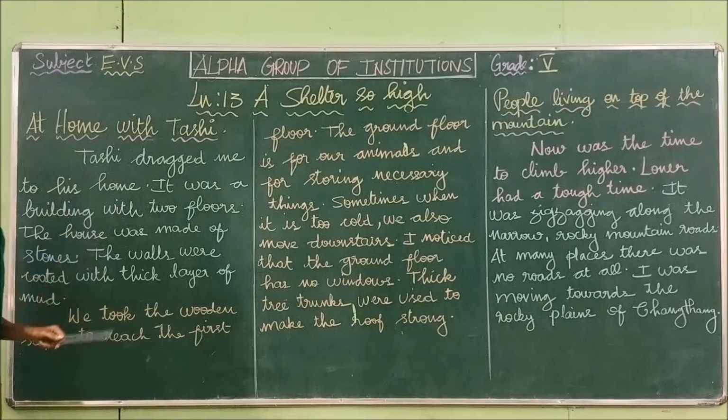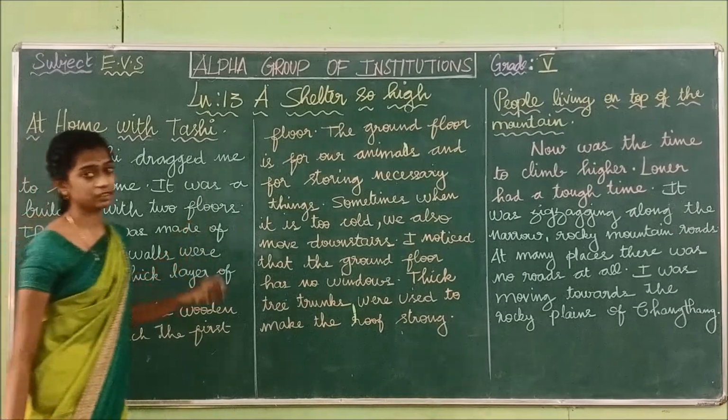At home with Tashi. Tashi dragged me to his home. It was a building with 2 floors. The house was made of stones. The walls were coated with a thick layer of mud. We took the wooden steps to reach the first floor.